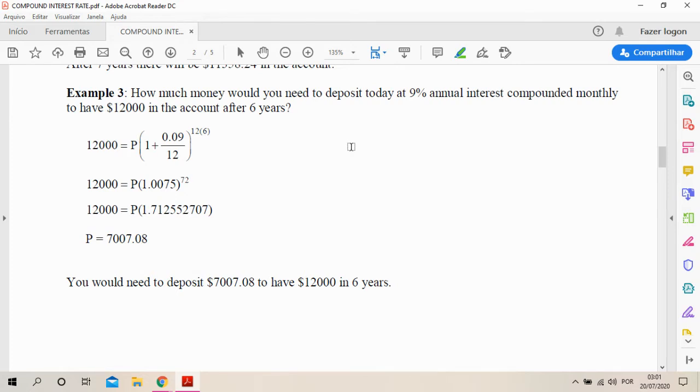Remember that we don't use the number 9. We use 0.09. 12,000 is equal to P times 1.0075 raised to the power of 72. And this gives a final value of $7,007.08. You would need to deposit $7,007.08 to have $12,000 in 6 years.